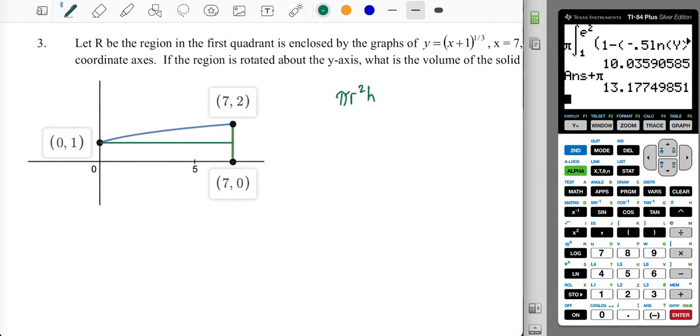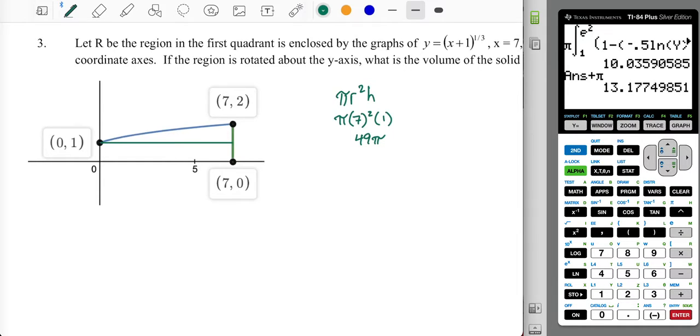Because if I take this whole region and spin it around the axis, it's going to have a radius equal to 7 and a height equal to 1. It's going to create a cylinder. So pi times 7 squared times 1 is going to give you 49 pi. You can do it with the disk method, or you can do it with this formula.